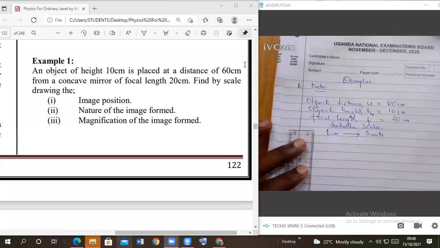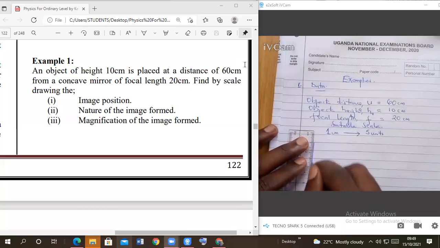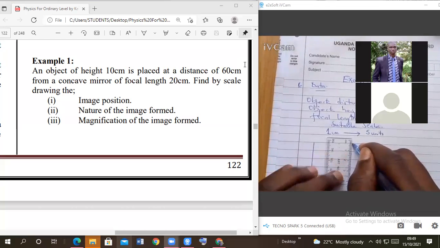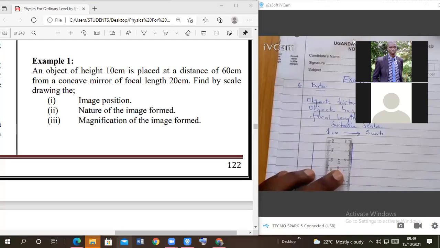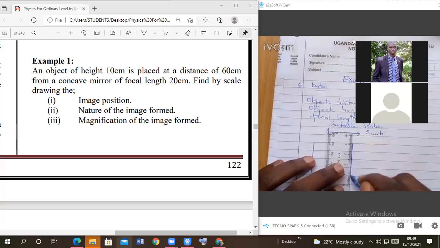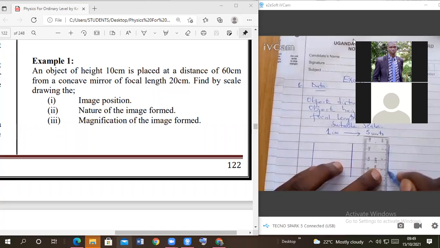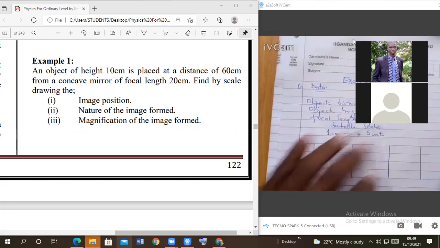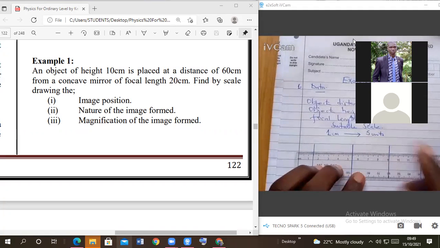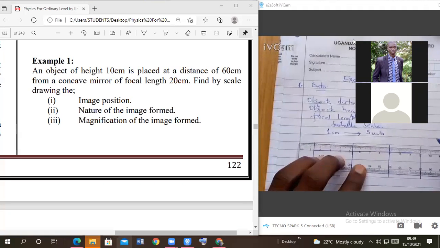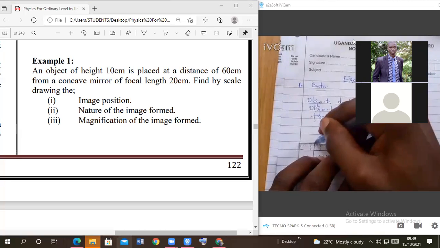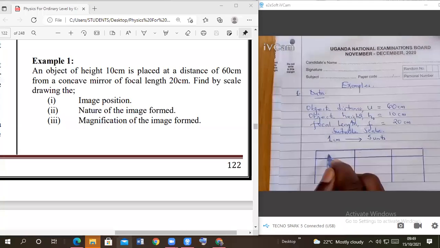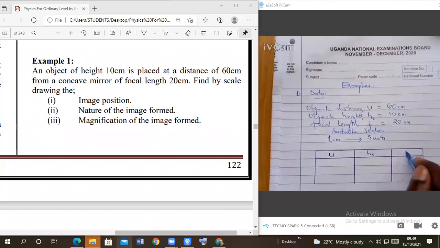Let's use that. Then after that, draw a simple table that you use for converting all of them. Just a simple table, depending on the number of items that I've given you. So we have our U, we have our H naught, then we have our F.